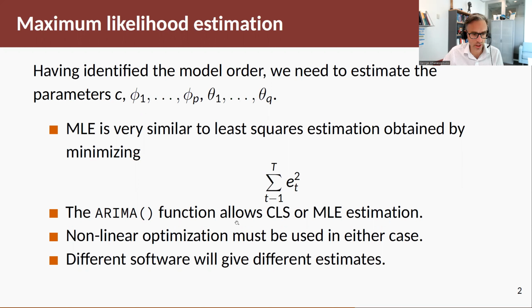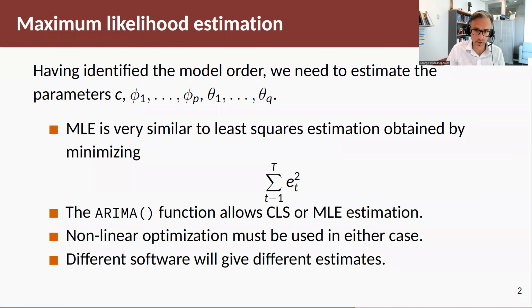The ARIMA function actually allows for both conditional least squares and maximum likelihood estimation. If you want something quicker, you might revert to conditional least squares. The actual default is maximum likelihood estimation. Now we need to use nonlinear optimization. If you think about the structure of the model, you have lags of y's and lags of your errors on the right hand side. So you need to use some nonlinear process to actually estimate these, and some conditioning as well.